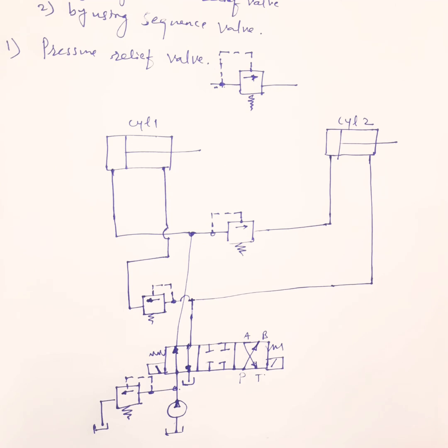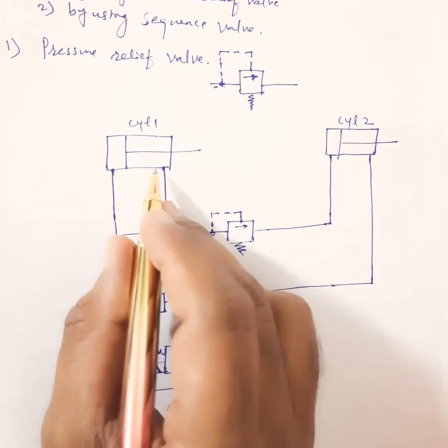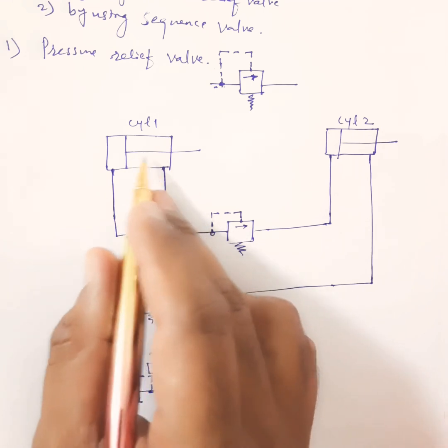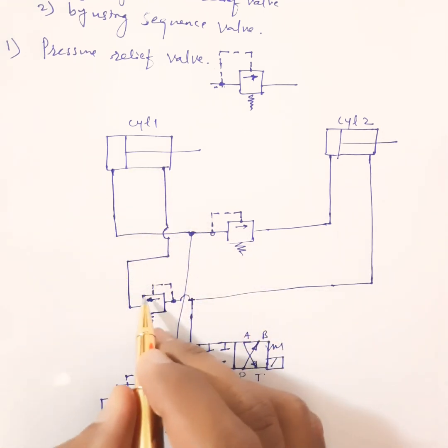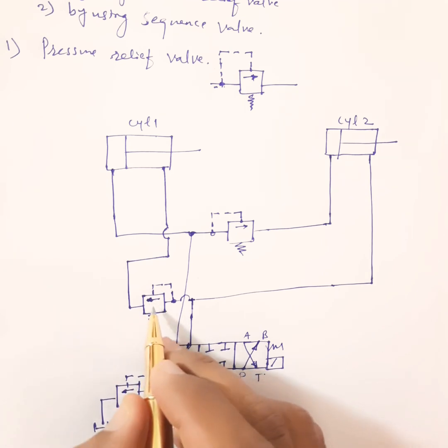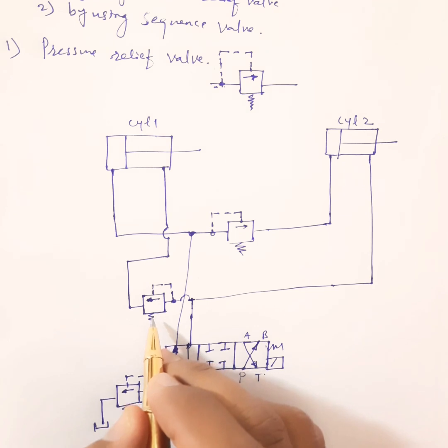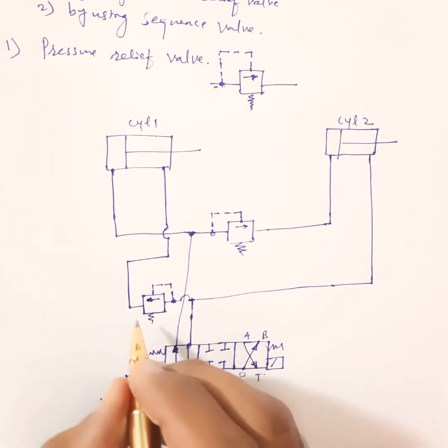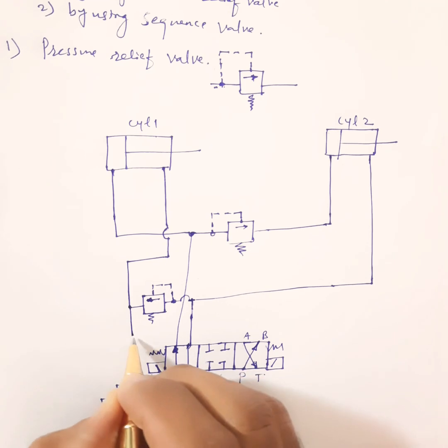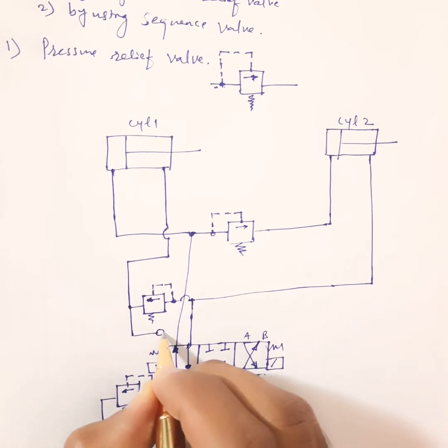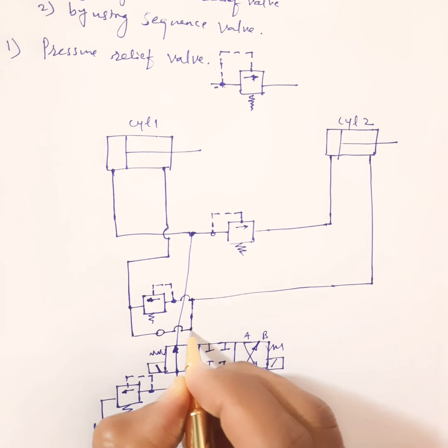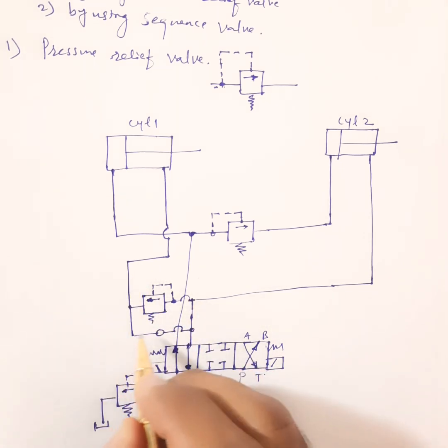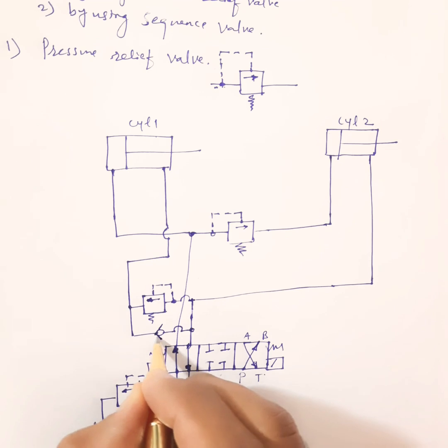Now we'll talk about the return fluid. What happened with the return fluid? So when DCV is in first position, when piston 1 is extending, in that case the return fluid from the rod end of cylinder 1 should go to the tank, but here the relief valve is there, so the relief valve will not allow the fluid to flow to the tank. Okay, so parallel to this relief valve we should install one check valve, and we'll connect here.